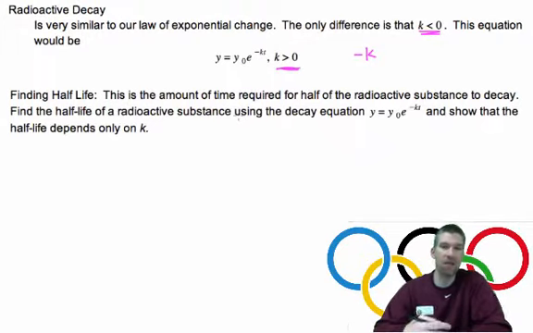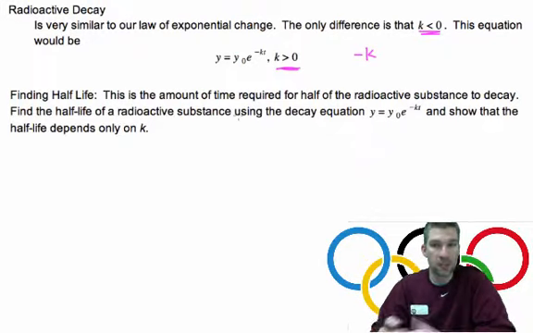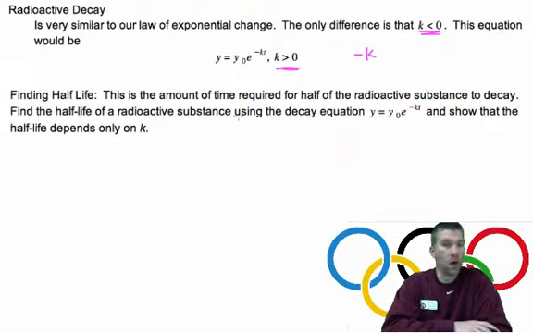All right. So half-life then. Find half-life. This is the amount of time required for half of a radioactive substance to decay. So find the half-life of a radioactive substance using the decay equation, y equals y0 e to the negative kt, and show that the half-life only depends on k.